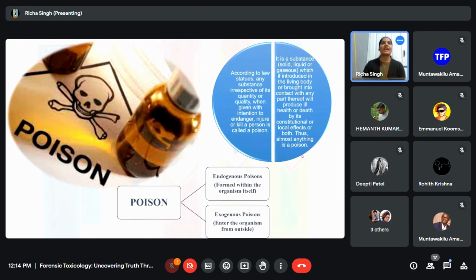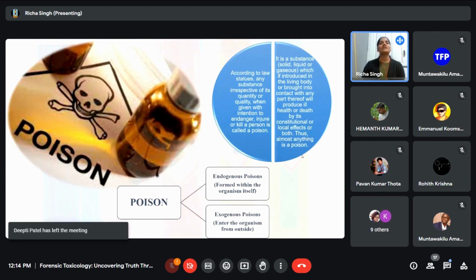It is a substance which can be solid, liquid, or gaseous, which if introduced into the living body or brought into contact with any part thereof, will produce ill health or death by its constitutional or local effect or both. Thus, almost anything is a poison, as mentioned by Paracelsus as well. So now, if we look into poison, it can be endogenous or exogenous. Now, what do we understand by endogenous poison?